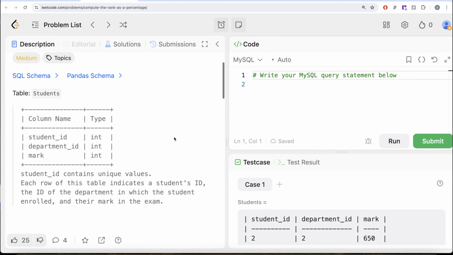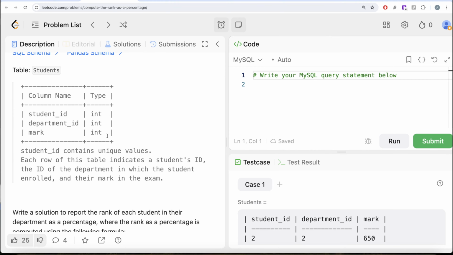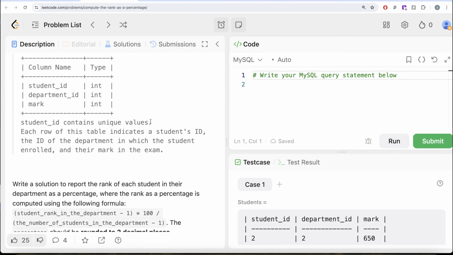Okay, the question reads, we are given a table called students with three different columns: student ID, department ID, and mark. Student ID contains unique values. Each row of this table indicates a student ID, the ID of the department in which the student is enrolled, and their mark in the exam.